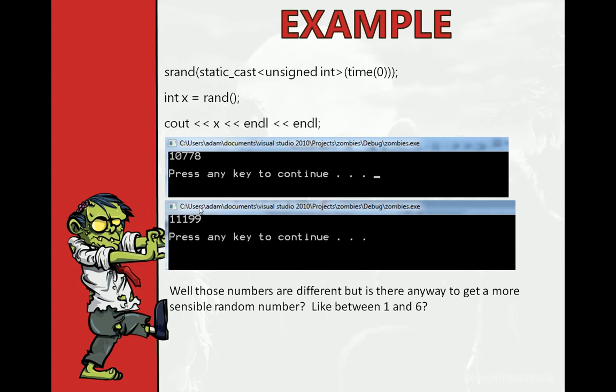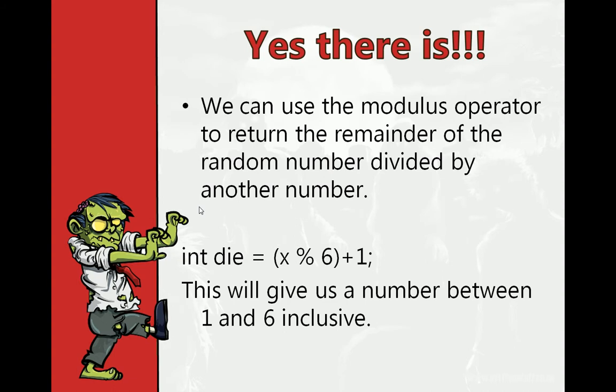We can use the modulus operator to return the remainder of the random number divided by another number. For example, if I create another integer and I name it die, for die as in dice you cast, not die like kill something, and I set it equal to whatever the value of x is, modulus 6. Now remember what the modulus operator does. The modulus operator returns the remainder of an operation. Because I am using the modulus operator with 6, I'm saying take the value of x, divide it by 6, and give me the remainder.